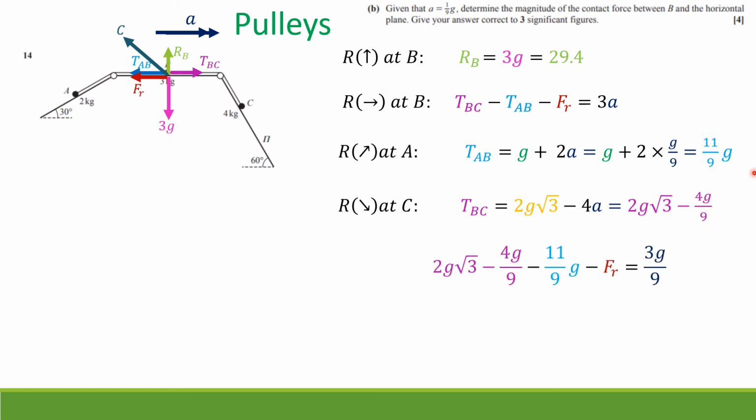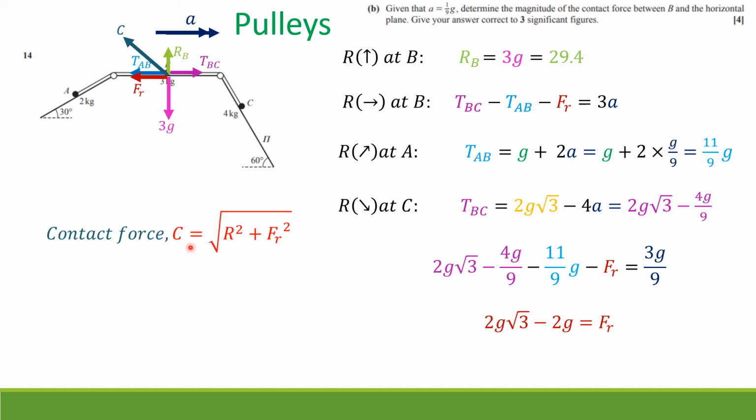So substituting these two values in for TBC and TAB, I've got 2G root 3 minus 4G over 9, minus 11 over 9G, minus my friction is equal to 3G over 9. Putting my g terms together, I've got 2g root 3 minus 2g is equal to friction. So by putting these terms together will give me a value of minus 2g, and friction is over here on the right hand side.